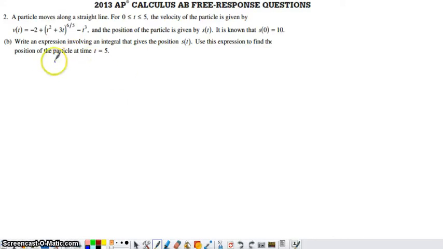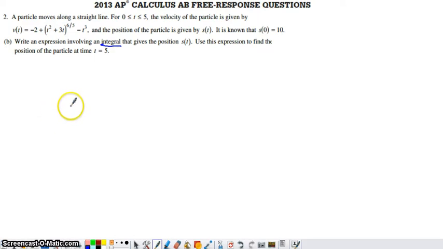So this video will discuss part B of problem number 2 from the 2013 AP Calc AB exam's calculator problem. In part B it says write an expression involving an integral, so we better write down something that definitely has an integral in it, that gives the position of the particle s of t, and then use that expression to find the position of the particle at time t equals 5.